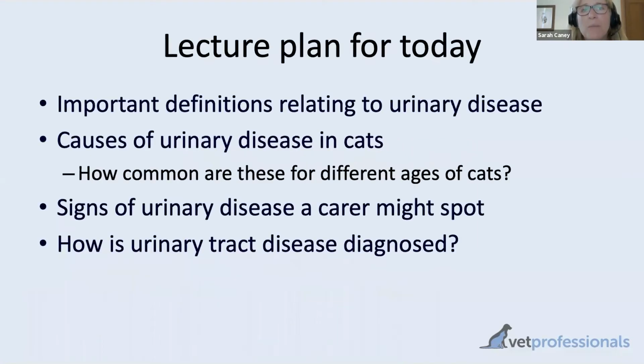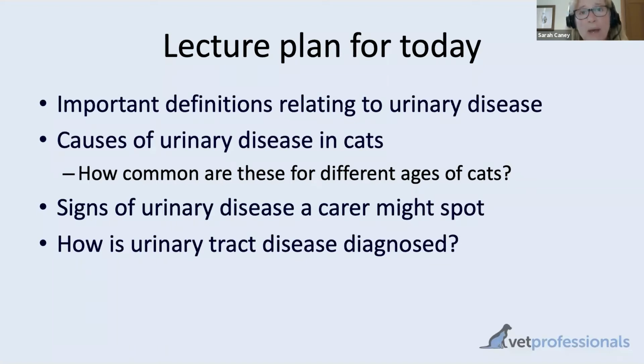So the plan for today is to look through these issues. We're going to look firstly at some definitions. So what is the lower urinary tract and what are some of the important medical definitions relating to this? We're also then going to look at what the common causes of lower urinary tract disease are, and these do vary a little bit actually according to the age of cats. So I would like to point out some important differences in terms of the frequency of some of the diagnoses we make in younger compared to older cats.